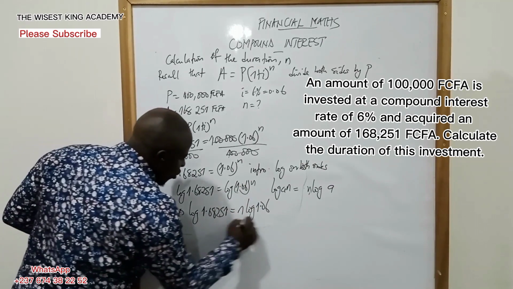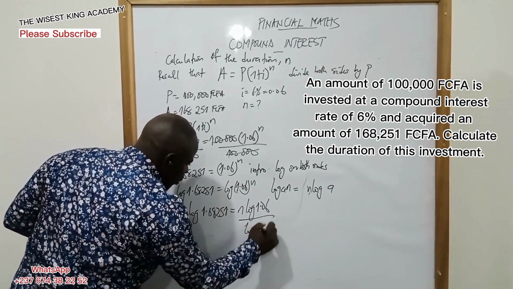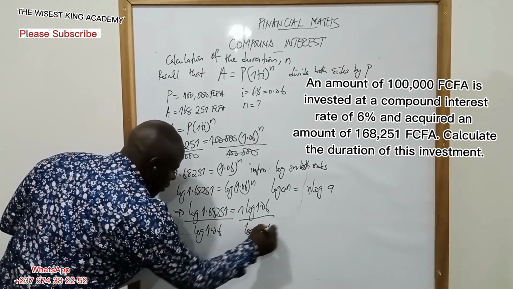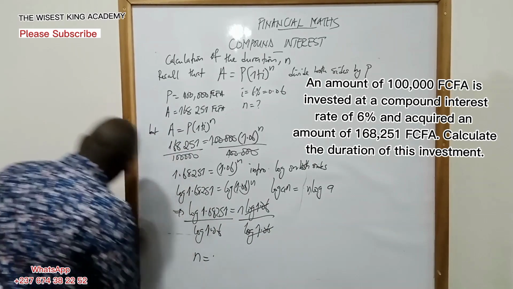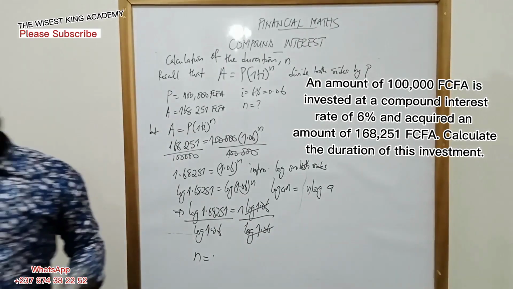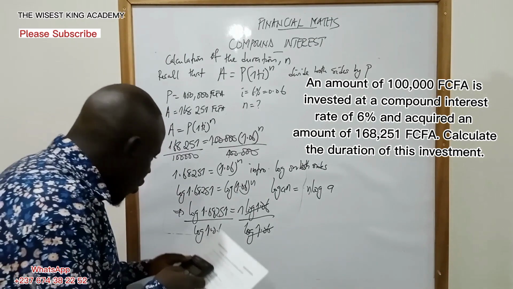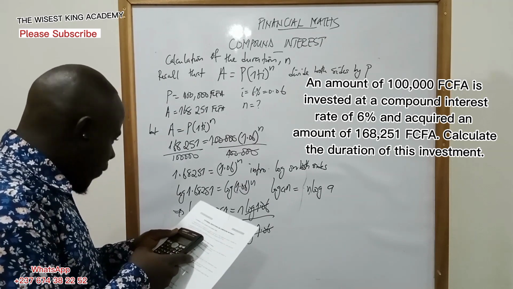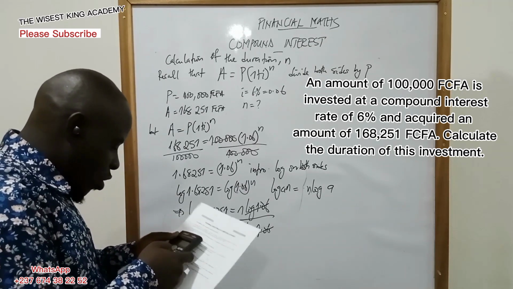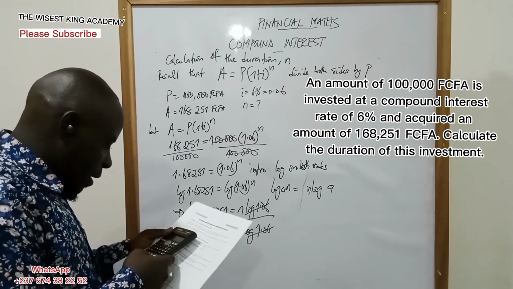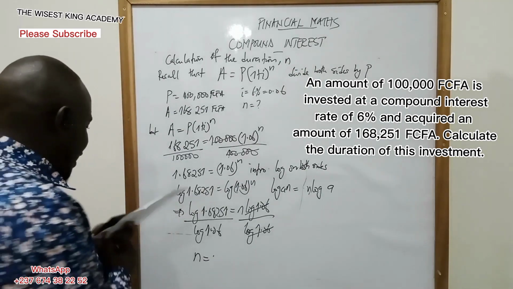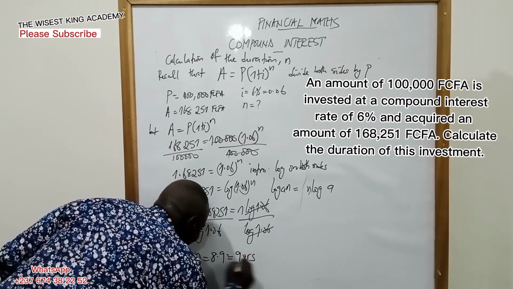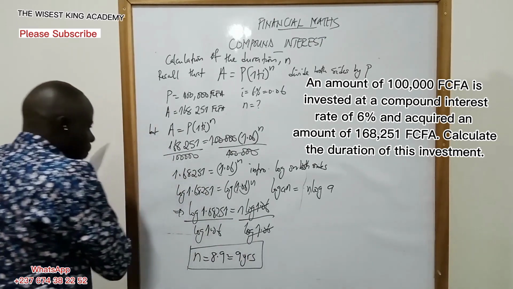Now divide both sides by log 1.06. Log 1.06 over log 1.06, this will go. So n will be equal to log 1.68251 divided by log 1.06, which gives 8.9. 8.9, which is what? 9 years. That is the duration of that investment.